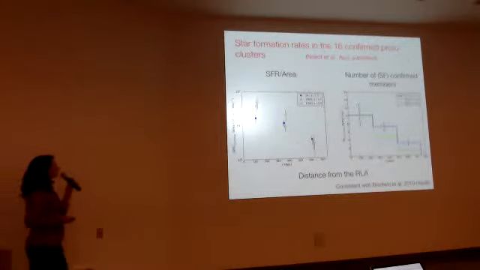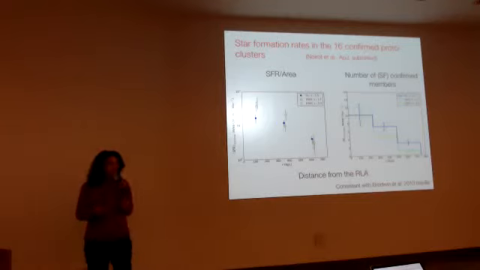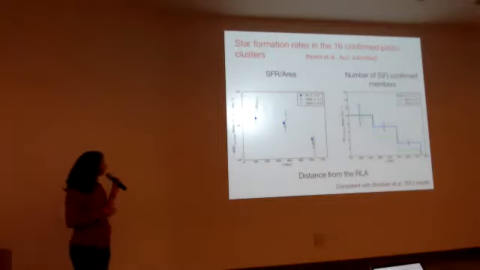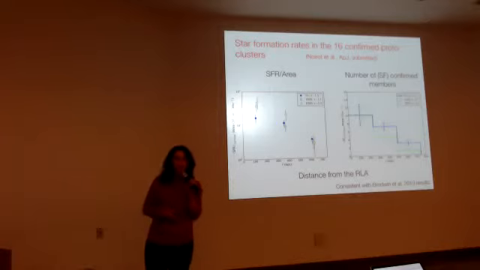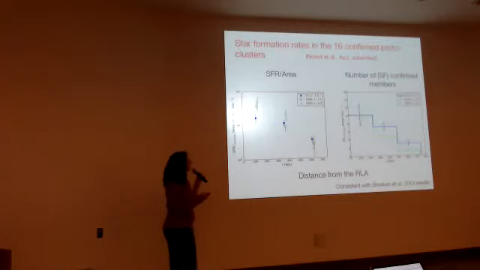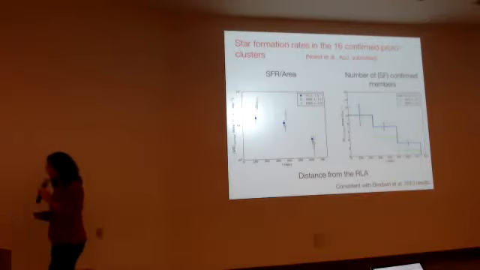What is the star formation rate in the 16 confirmed protoclusters? From the emission lines, using a Kennicutt law, we obtain the star formation rate. This is the star formation rate normalized to the area as a function of the distance from the AGN. You see that in the center, at all redshifts, there is an enhancement of star formation, as Brodwin et al. 2013 found. So even if there is an AGN in the center, in the core of the cluster and protocluster, you find an enhancement of star formation, and actually the number of star-forming confirmed members grows as you get closer to the AGN. So you have more star-forming galaxies close to the AGN.